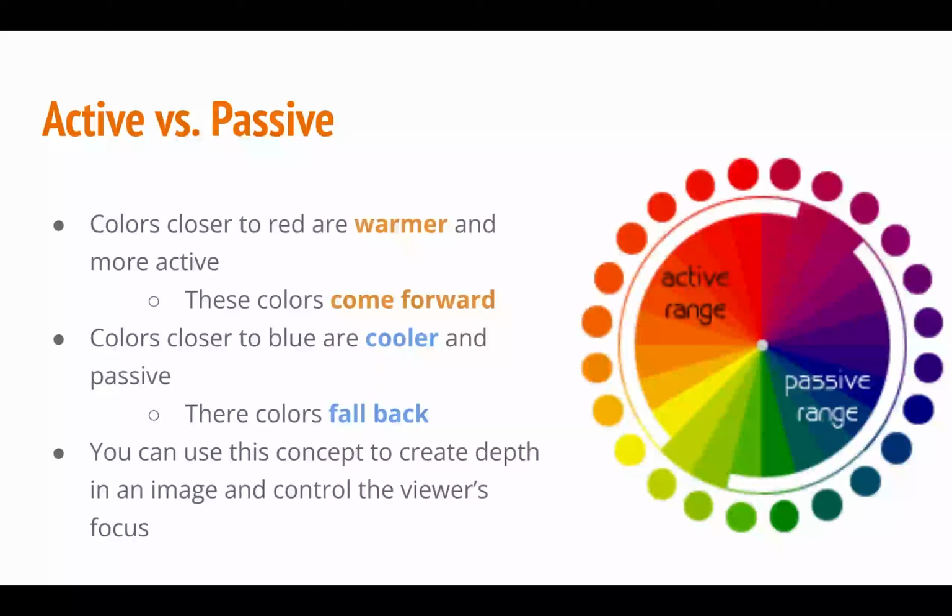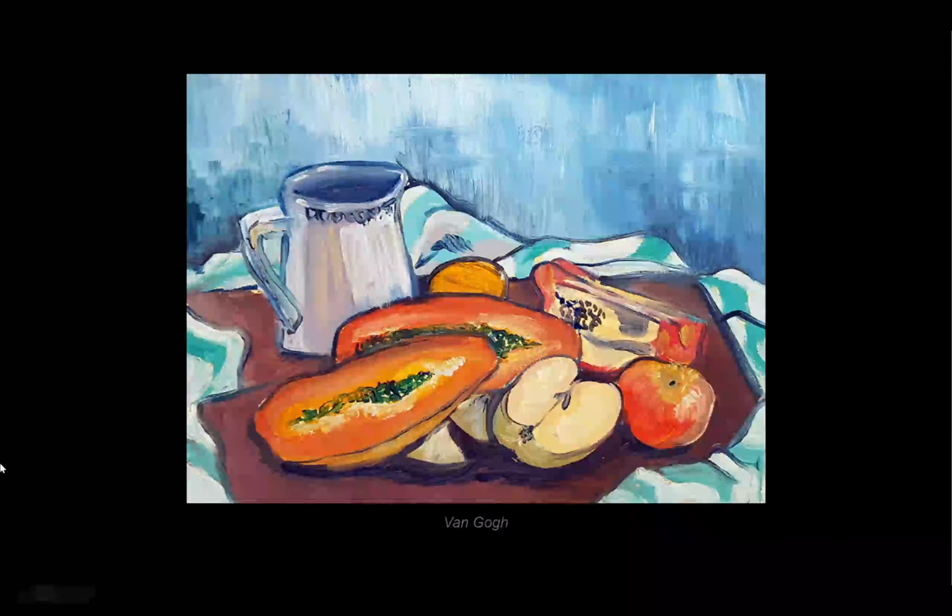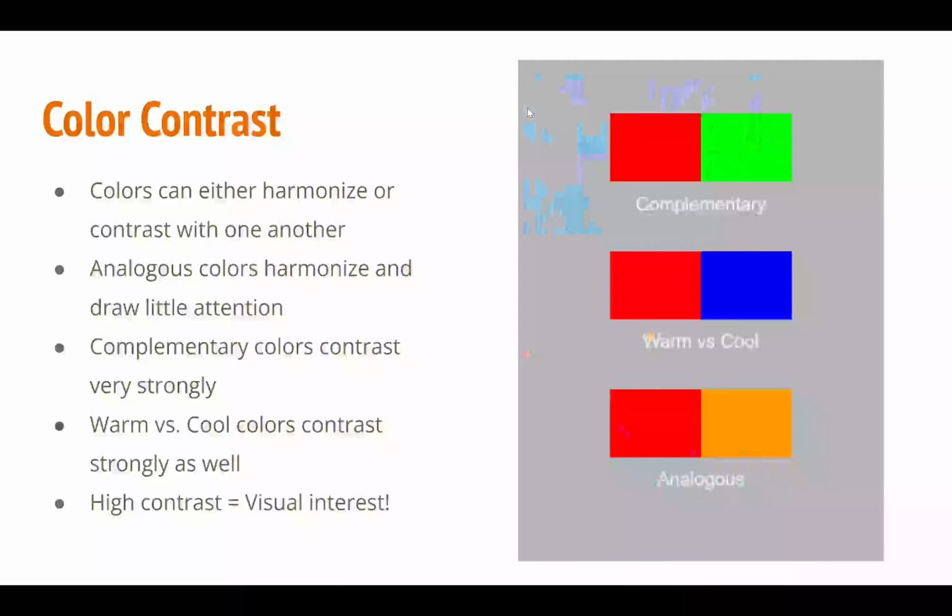We also have active and passive colors, so colors that are on the warm scale. Those are areas we associate with warmth. So we all have this kind of connotation of red being very warm and blue being very cool. So your warm colors tend to be very active and they come forward, and cool colors tend to fall back. So you can use this to control depth in the image, right? So in this case from Van Gogh, you have these warmer colors in the foreground and cooler colors in the background.